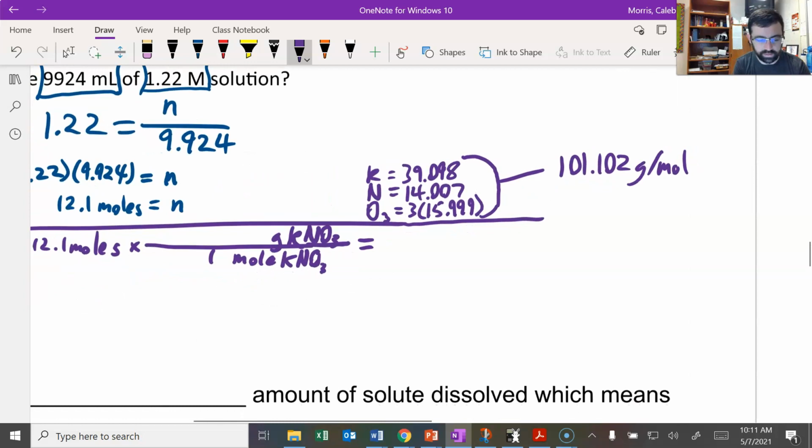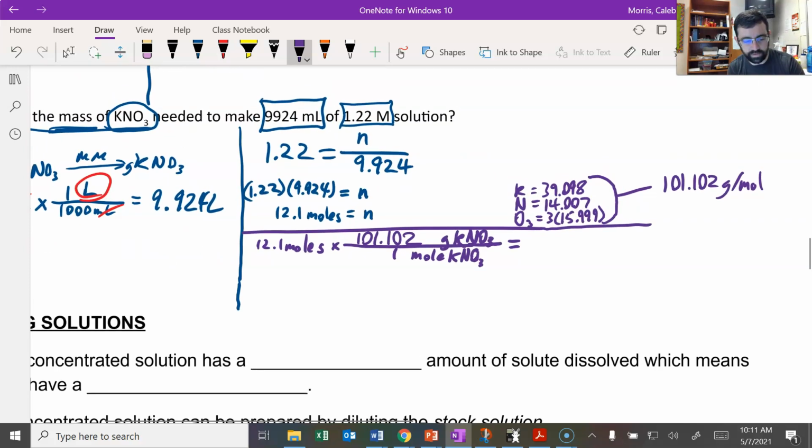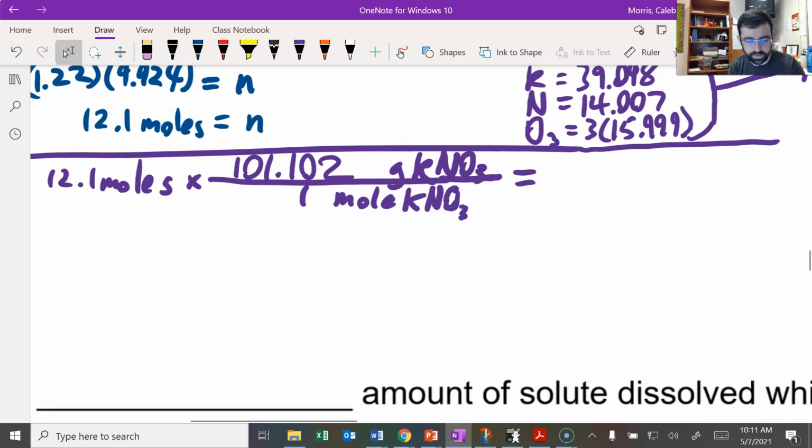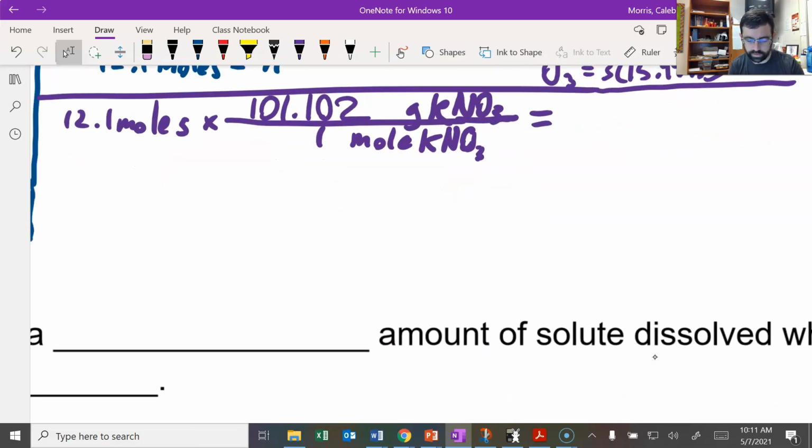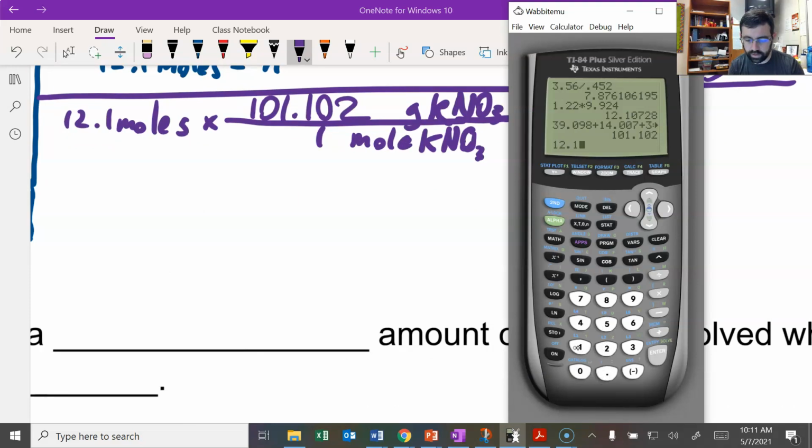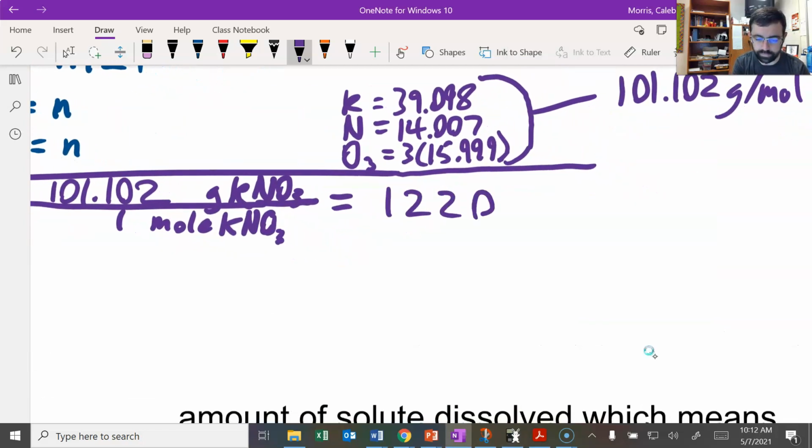That's what's going to go down here. And then finally, to find the number of grams of KNO3 that I have in 12.1 moles, we do 12.1 times 101.102 over 1, get 1,223, which rounds to 1,220 grams of KNO3.